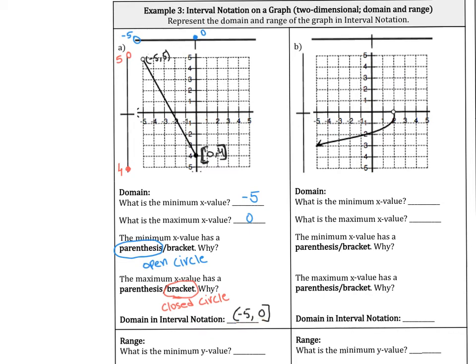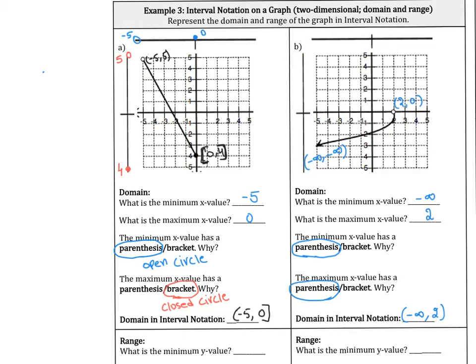So what it is now is open bracket -5 comma 5, close bracket 0 comma 4. And if you're going from x to x, you're going to use open bracket for -5 and close for 0. And that's going to be your interval for the domain.